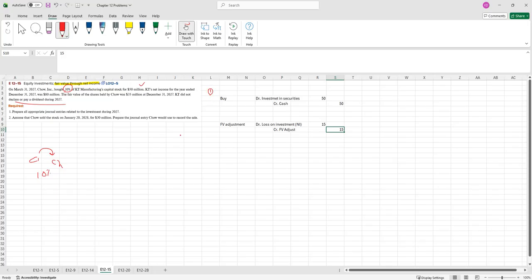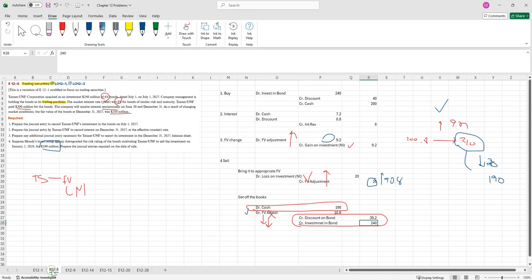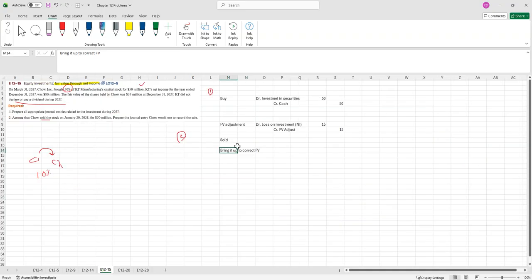They then want to know for number 2, assume that they sold the stock for 30 million, prepare the journal entries for this. So we sold it. Whenever we sold it, because we're accounting for fair value, we need to first bring it up to correct fair value, and then, like we did before, get it off the books. So in this situation, they sold it for 30, and we're carrying it at 15 on there.